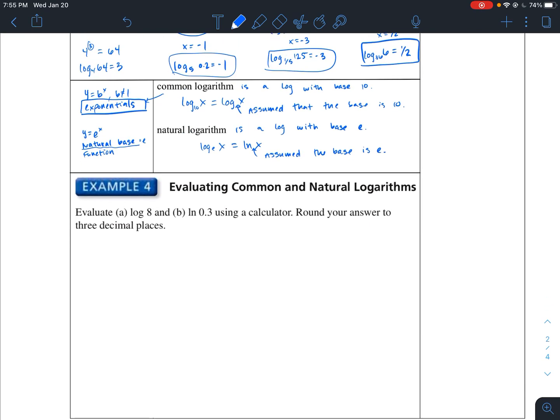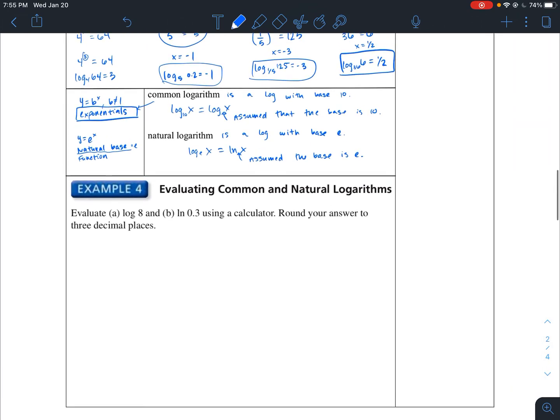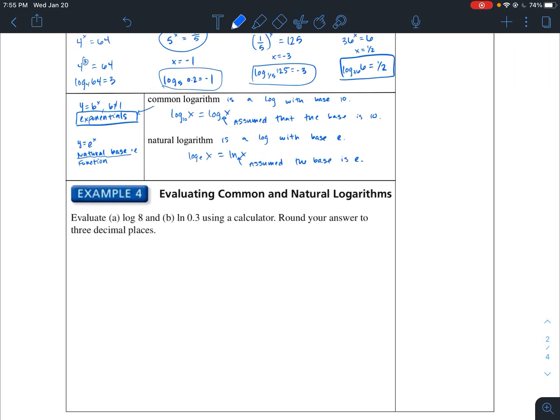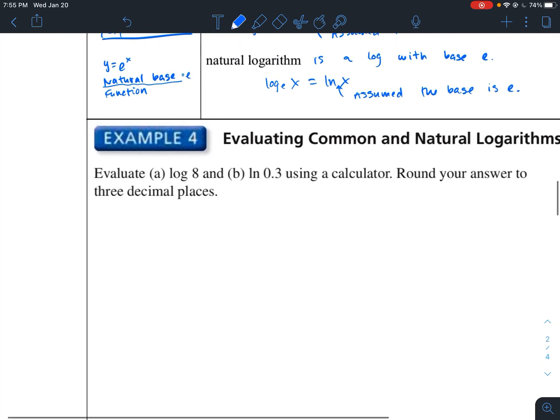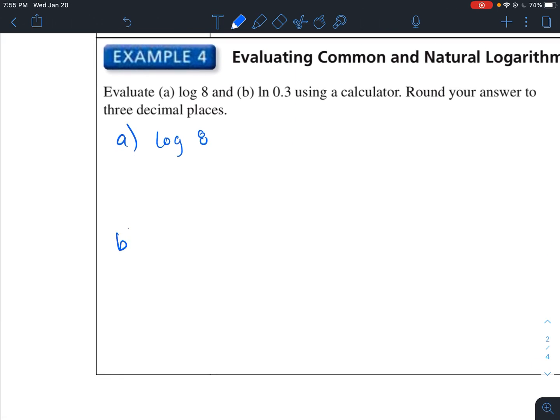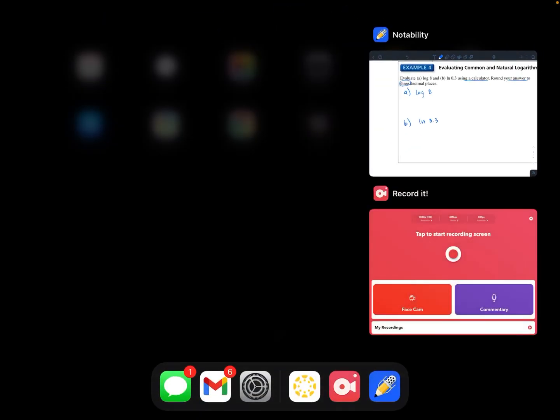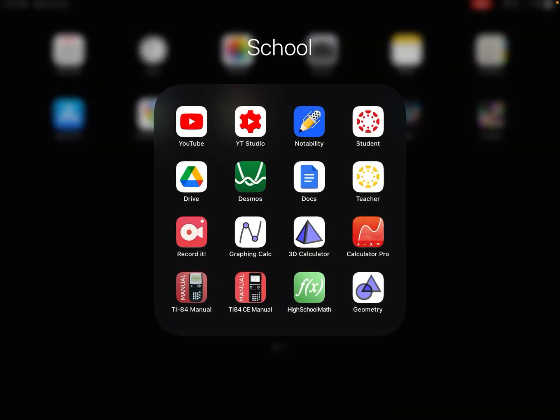So we're going to use calculators to help us, and I'll show you how you can use logarithms and natural logarithms in your TI-84s. So here, it says evaluate a, log of 8, and b, natural log of 0.3, using a calculator and round to 3 decimal places. So let's go in here.